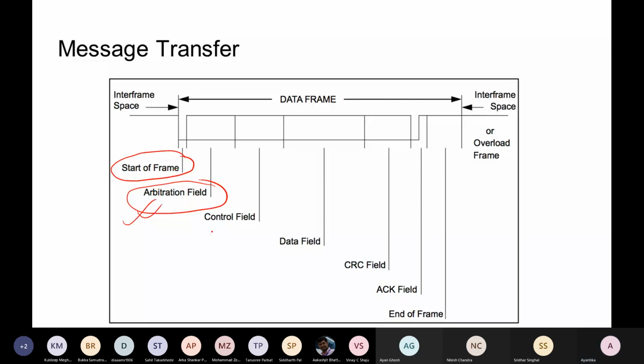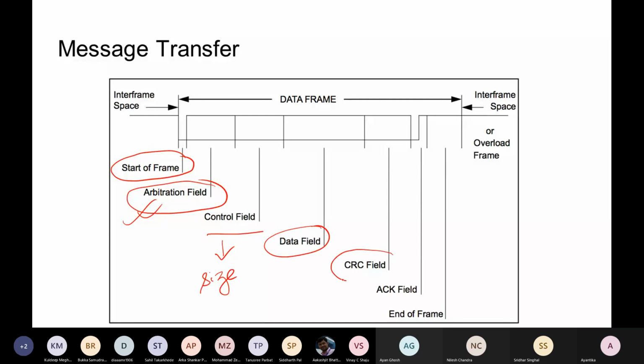Next, the control field. Control field defines how much data there is, because CAN message frames are very flexible. You can send very small bytes of data, or up to a certain limit, you can send a few bytes of data also. So what is the valid size of data present in this data frame? This control field is giving the size of data, not the actual data. Next, the data field. This is giving the actual data that you are planning to send from the sender node to the receiver node.